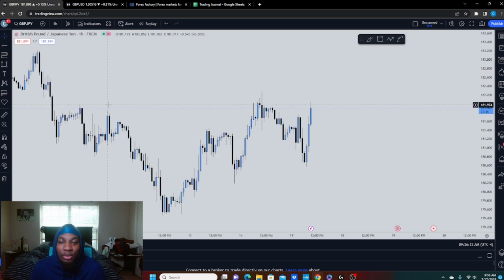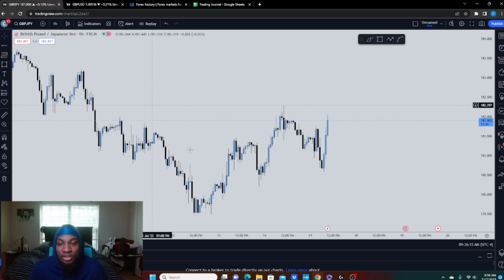Usually if I don't see a clear trend, and this to me looks pretty clear, but if it doesn't look clear to me, then that's when I usually take scalps and things of that nature. But if it's clear structure to me, that's when I'll be willing to hold the trade longer.